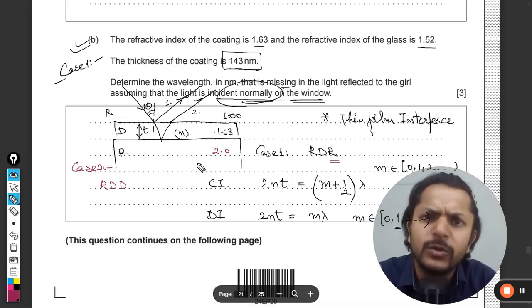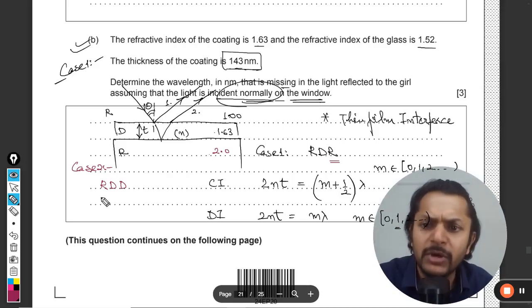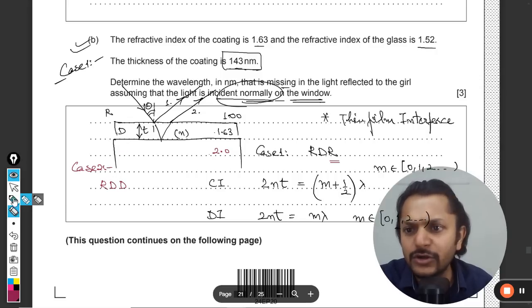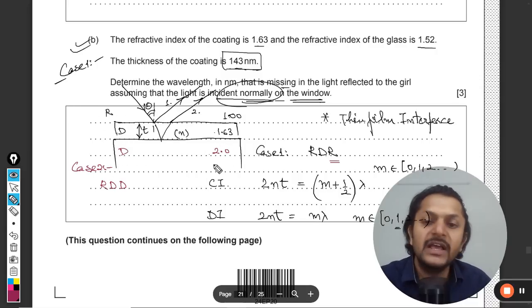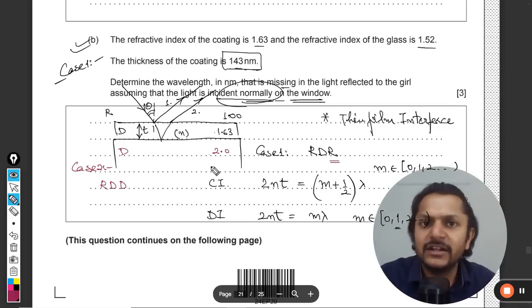See, these are my code words. They are not written in any book, so you can create your own code words. That is not a problem. RDD means this is rare, this is denser, and then this is again denser. So this is not rarer now. This is denser. It is RDD. So this is case two, in the case of a denser medium, like the glass is denser.